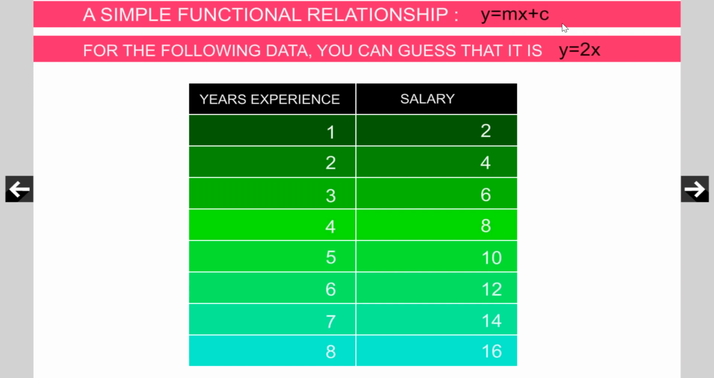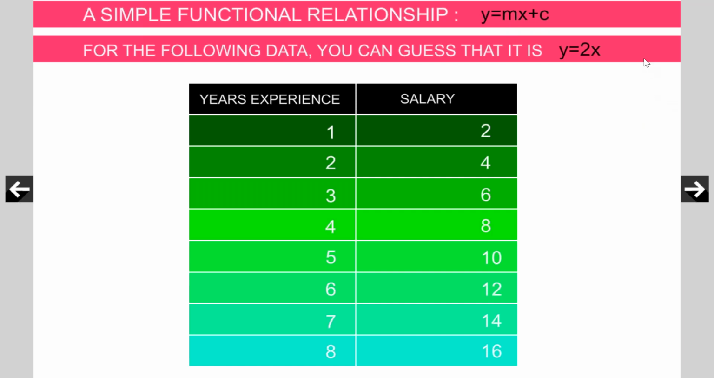What do I want to say? In this field, finding the functional relationship is very important here. This 2 is known as the coefficient of x. It is also known as parameter. Here we have only one parameter. Here in the general form we have 2 parameters, m and c. Now in the case of a quadratic equation, you will have 3 parameters, right?